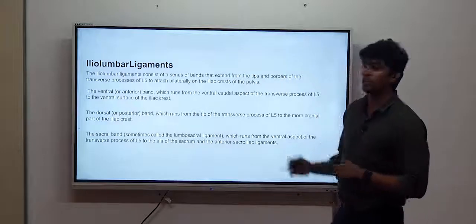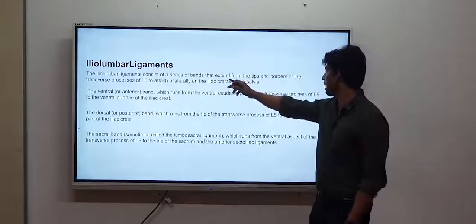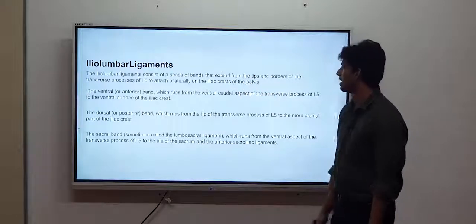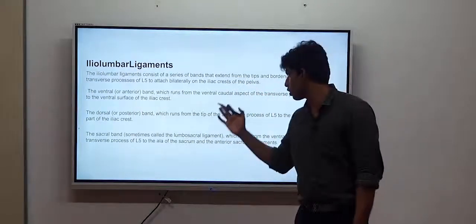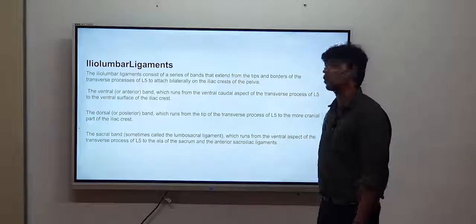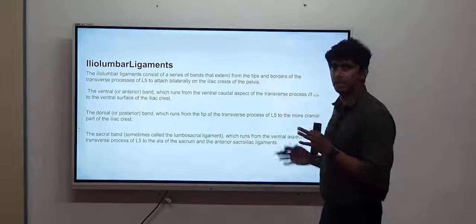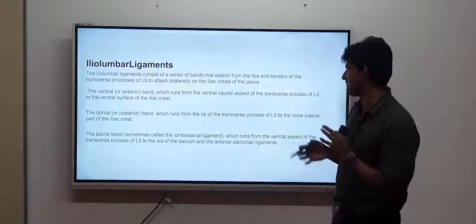So we'll come to the iliolumbar ligaments. It consists of a series of bands that extend from the tips and border of the transverse process of L5 to attach bilaterally on the iliac crest of the pelvis. So even the pelvis has a role with the lumbar area, that also will be explained.